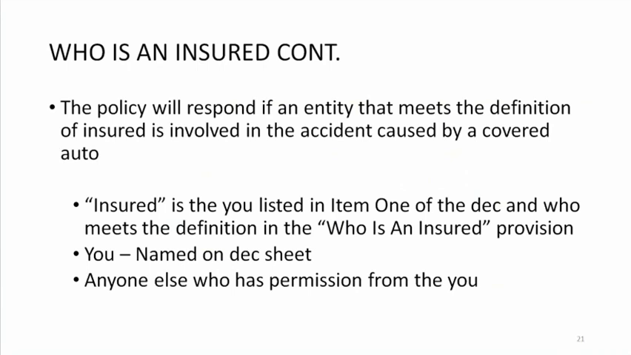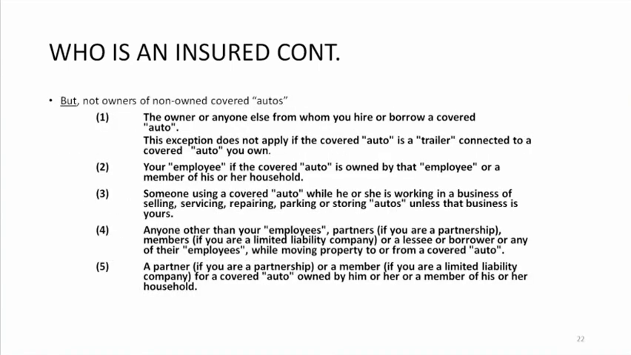The policy will respond if an entity that meets the definition of insured is involved in an accident caused by a covered auto. Insured is the "you" listed in Item 1 of the dec sheet and who meets the definition of the who's insured provision. "You" is the name on the dec sheet. Anyone else who has permission from the "you" — again, employee, driver, independent contractor, anyone who has permission to use that vehicle — would be protected on the policy as long as it's a covered auto and the insured owns, hires, or borrows it and gives permission for that person to use it.